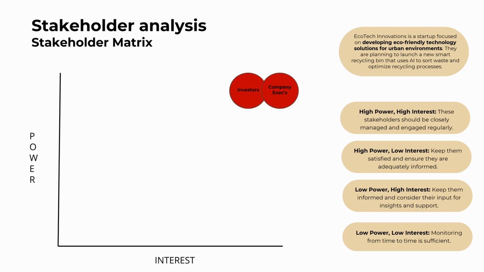At the very top of the power and interest axis, we'll see the investors and the company executives. Of course, the investors are heavily invested with their financial resources in EcoTech Innovations. So they need to make sure that whatever EcoTech Innovations is working on, that they succeed, or else they will lose their money.